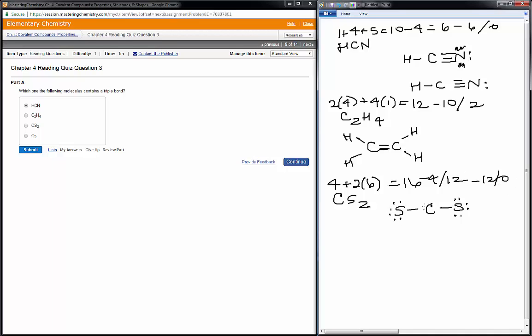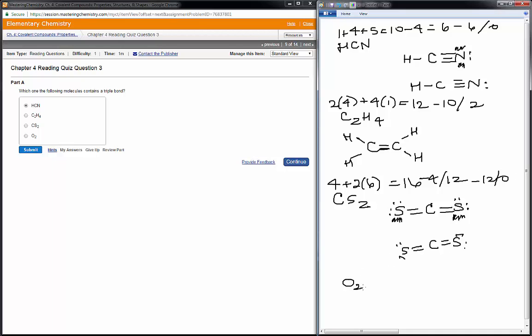I have nothing left. So now I can see the carbon's not happy, so I can share 2 of those electrons here. Still not 8, so share 2 of those electrons there. And now I can see, okay, everything has a full shell of 8 electrons, so it's going to look like this. So this structure has 2 double bonds, but not a triple bond.